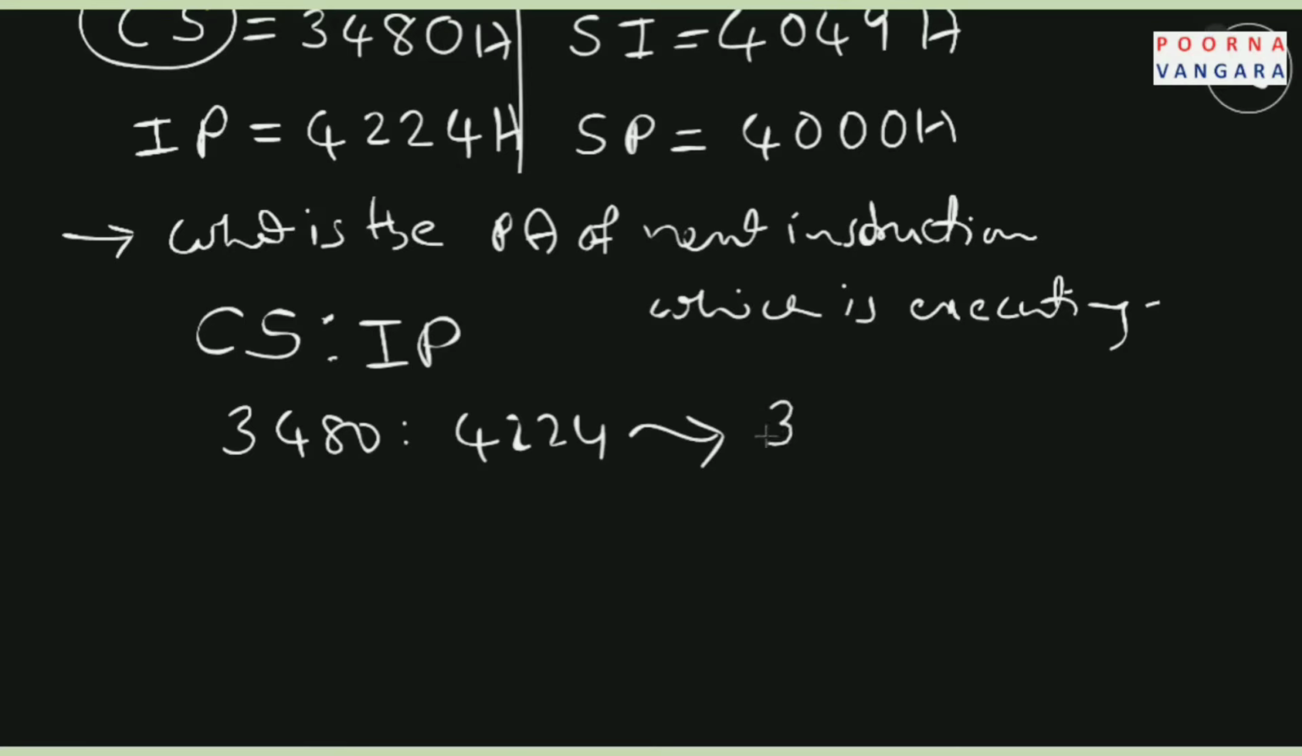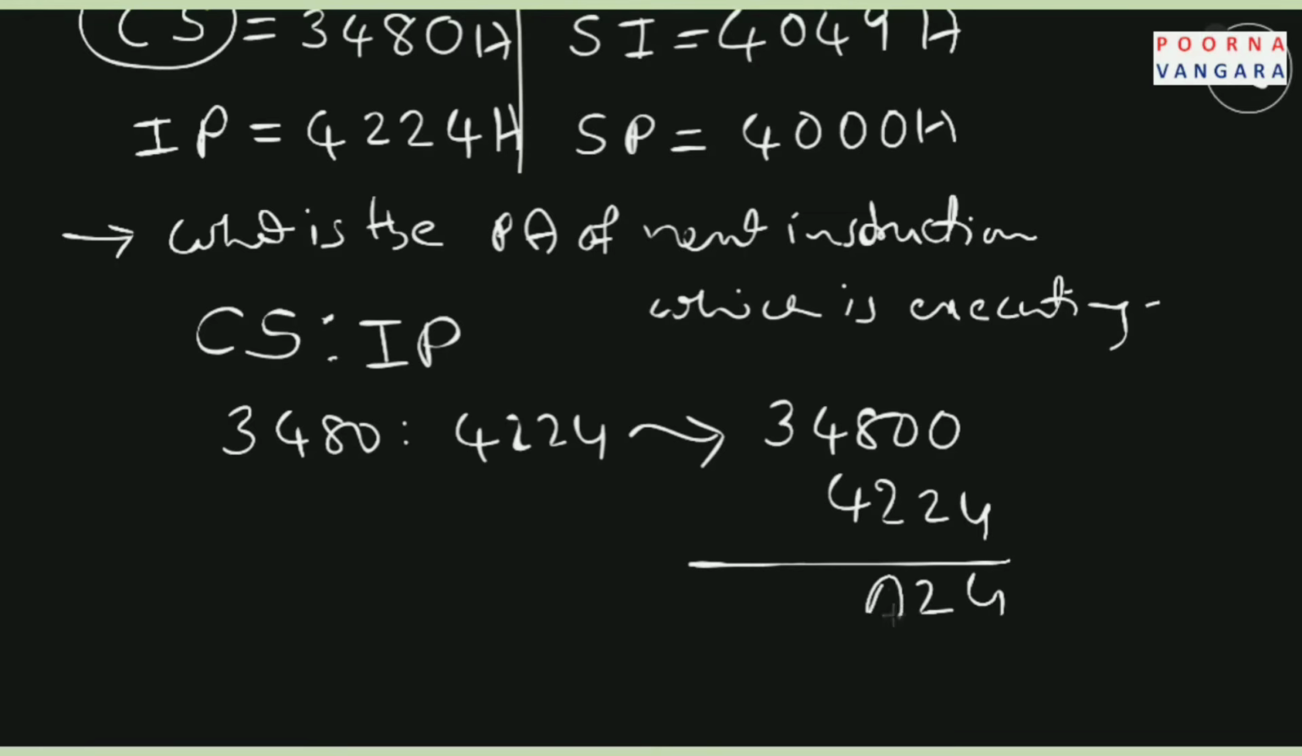Now simply you can calculate 34800, because I am multiplying with 10. As I said, you will get a 0 on the right side. Then add 4224. 0 plus 4 is 4, 0 plus 2 is 2, 8 plus 2 is 10, but 10 is represented in hexadecimal as A. 4 plus 4 is 8, and 3. So 38A24 is the physical address of the next instruction which is going to be executed.